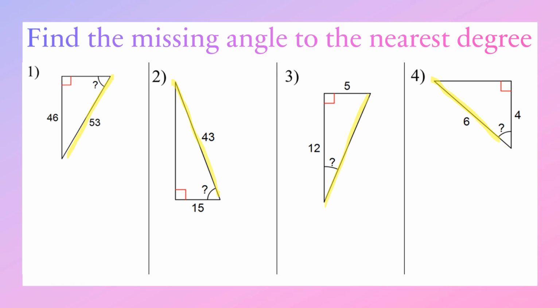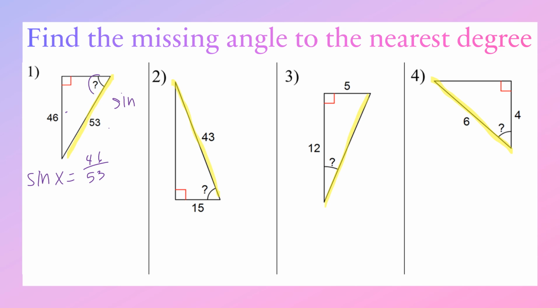The hypotenuse is always across from your 90-degree angle. Okay, so I have that highlighted in yellow there. If I'm trying to find this angle measure and I am given the opposite and the hypotenuse, opposite over hypotenuse is sine, so I need to do sine here. I'm going to do sine of x equals, opposite is 46, hypotenuse is 53.